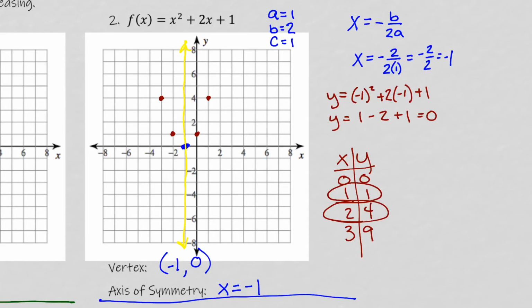And left 2, up 4. Notice these are the same distance from that axis of symmetry. Okay, from that vertex, I go right 3, up 9. That's a little off my graph, but I'll still put it. I also go left 3, up 9. Now I can connect my dots.